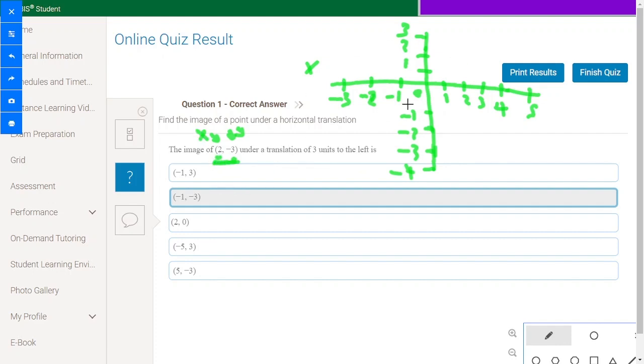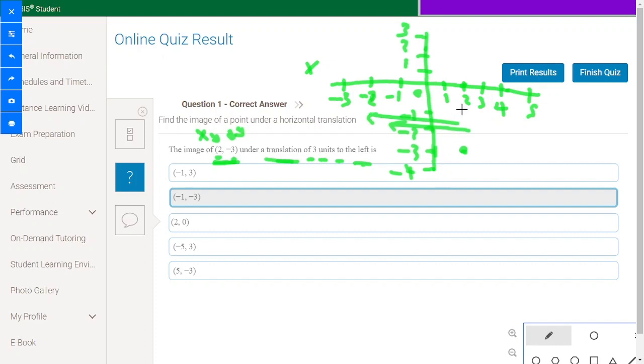Okay, now let's draw the point here. So 2, that means x is 2, and minus 3 is the y, so the point will be here. So the point is 2 horizontal and minus 3 vertical. Okay, now this question is saying that the image of this point under a translation of 3 units to the left. 3 units to the left, that means I will move this point to the left, this side.